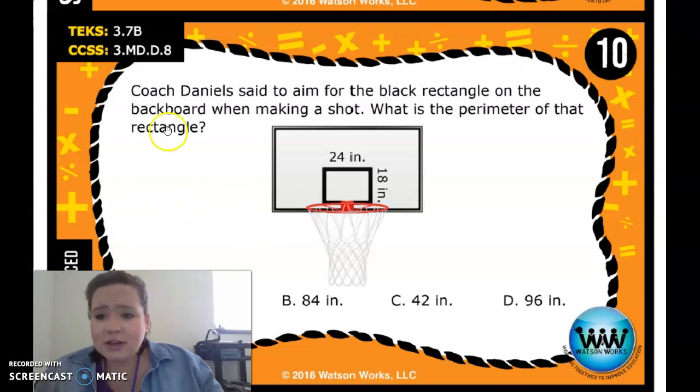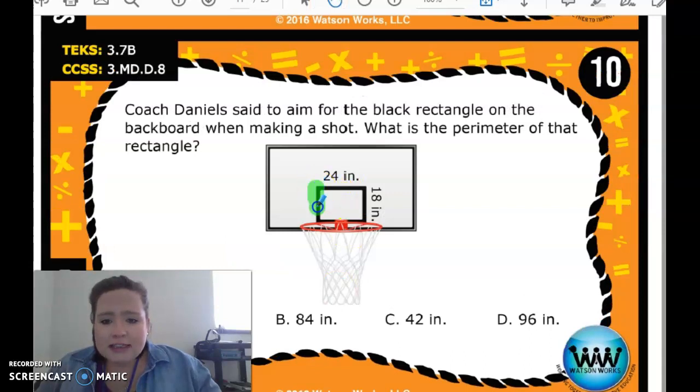Okay, so let's look at this first card. It says, Coach Daniel said to aim for the black rectangle on the backboard when making a shot. What is the perimeter of that rectangle? Well, what we're looking for is this rectangle right here. I know that one side is 24 inches, and because this is a rectangle, the opposite side is going to be what?